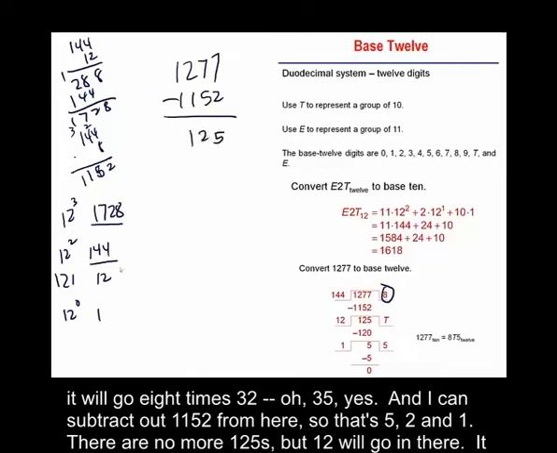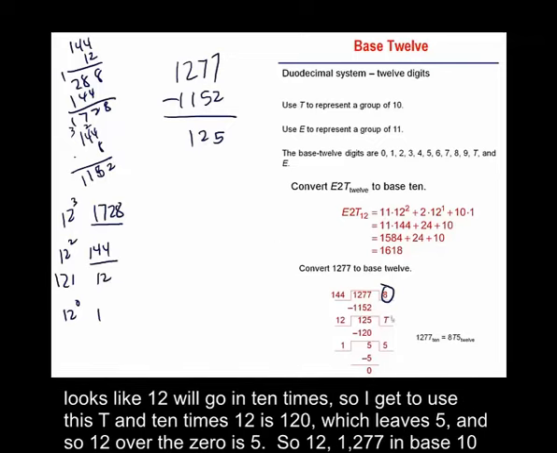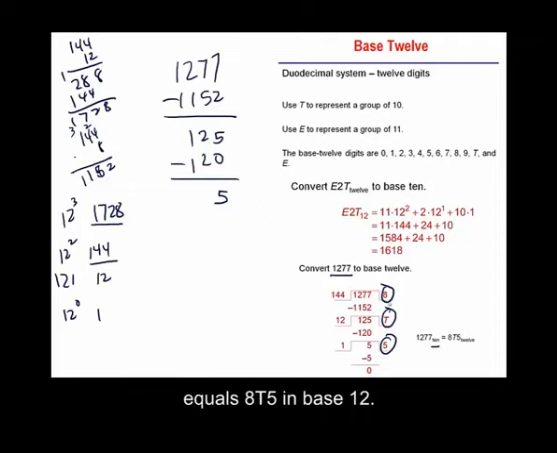There are no more 125s, but 12 will go in there. Looks like 12 will go in 10 times, so I get to use this T, and 10 times 12 is 120, which leaves 5. And so 12 to the 0 is 5. So 1,277 in base 10 equals 8T5 in base 12.